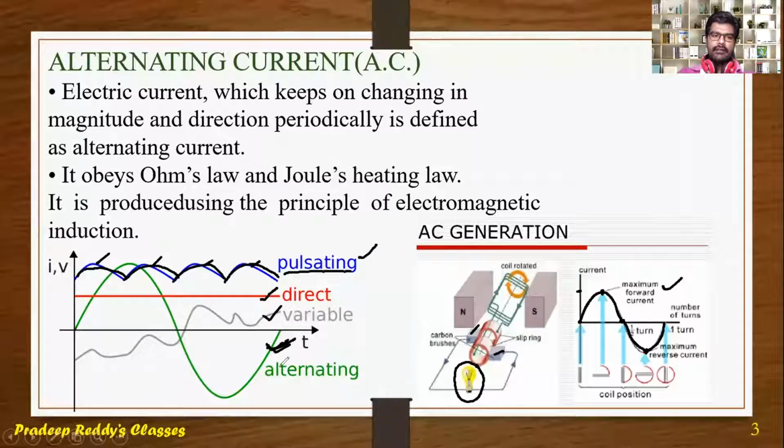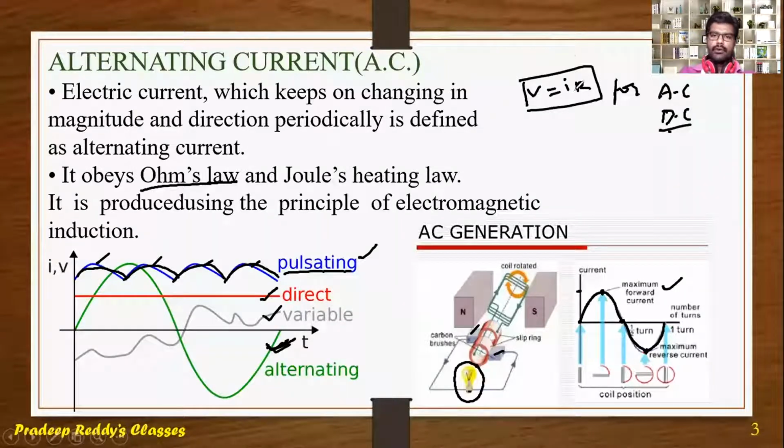AC circuits will obey Ohm's law. As usual, V is equal to IR is applicable for AC as well as DC. In both cases, Ohm's law is valid. Joule's heating law is also valid in both cases, in AC as well as DC.